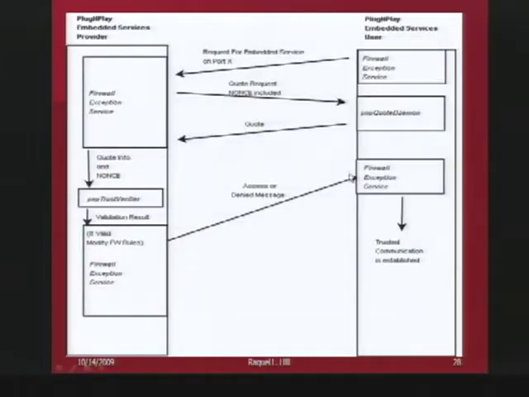Once it verifies that quote, what you get is an access granted or access denied message that goes back. And if access is granted because the quote was verified, your trusted communication can be established at that point. And we're using OpenSSL to establish that. And that's really how the service works.